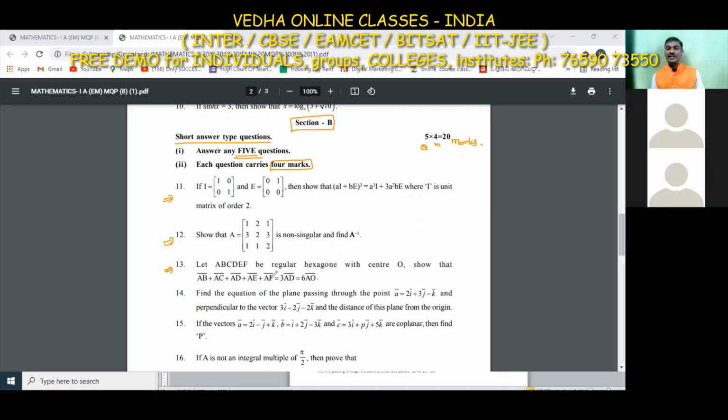Let A, B, C, D, E, F be a regular hexagon with center O. Show that AB plus AC plus AD plus AE plus AF is equal to 3AD, that is equal to 6 into AO. This is one of the most important questions, compulsory. So prepare these questions.